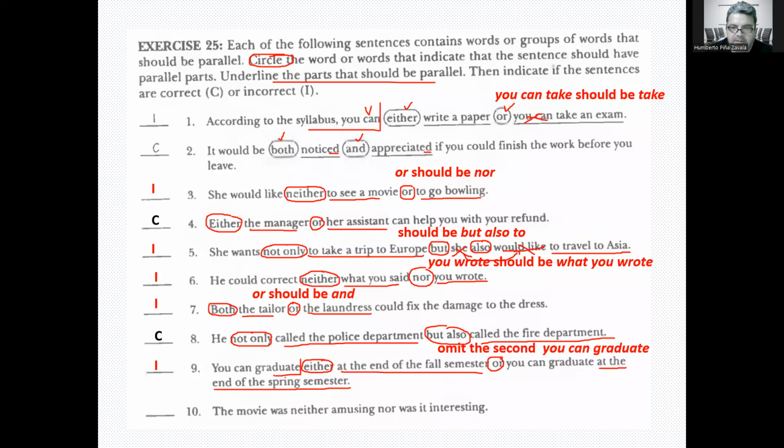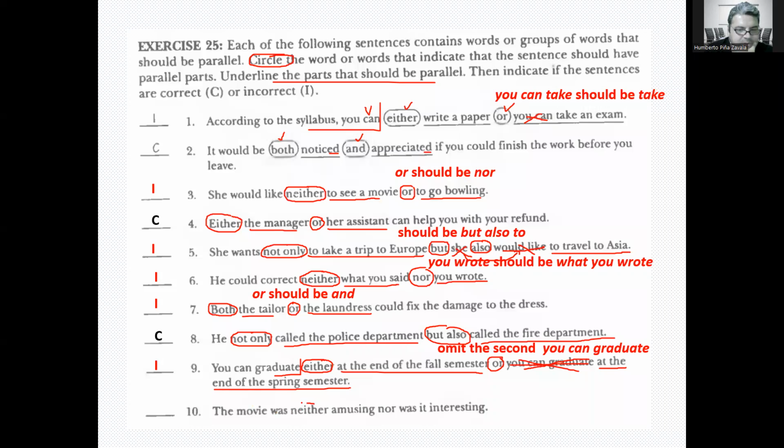So yeah, it's incorrect. We should omit the second "you can graduate", because you can graduate either at the end of the fall semester or at the end of the spring semester, so you have the same type of structure.